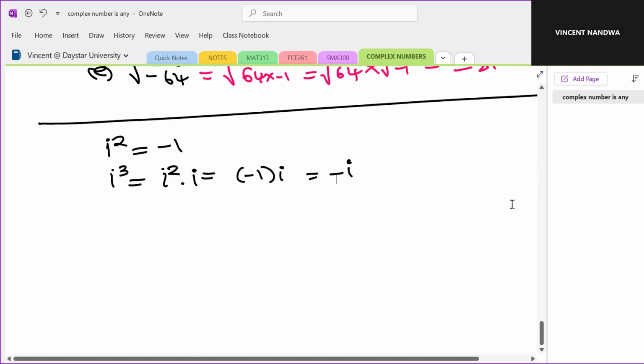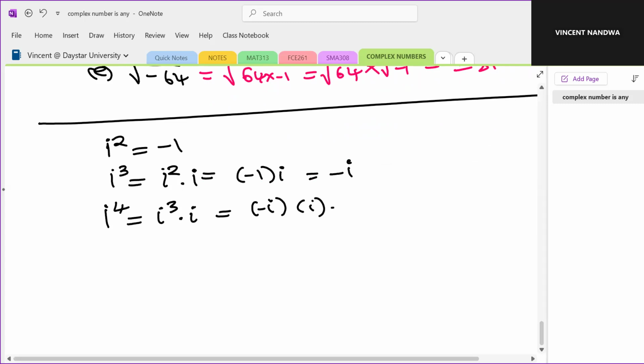And then I can also define i power 4, and i power 4 is the same as i power 3 times i. Using laws of indices, you know that i power 3 times i is the same as i power 4. Then from the previous step, i power 3 is minus i. Then I multiply by this i. So minus i times i is minus i squared. But remember, i squared is -1. So -1 times -1, I get +1.